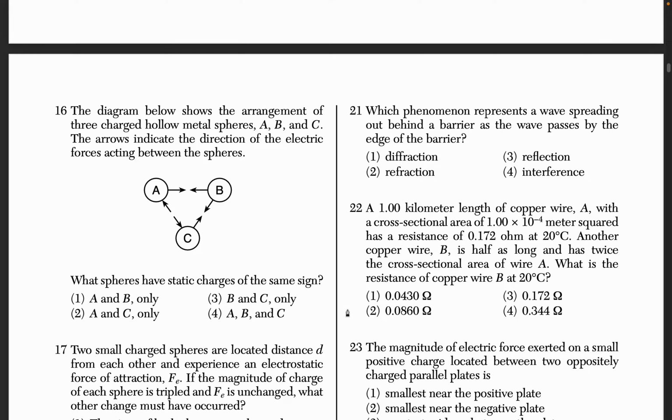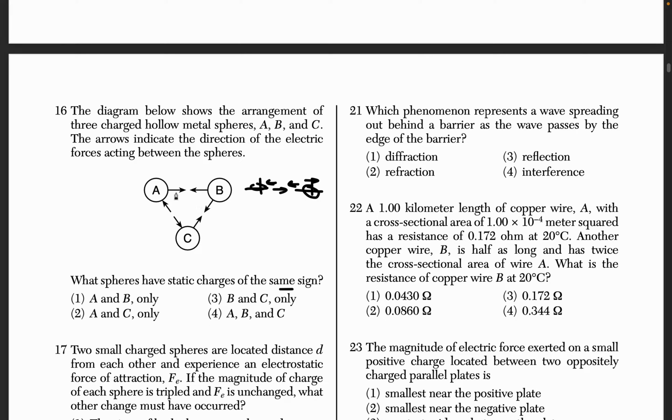The diagram below shows the arrangement of 3 charged hollow metal spheres, A, B, and C. The arrows indicate the direction of the electric forces acting between the spheres. Which spheres have static charges of the same sign? Well, same sign means that they must repel each other, right? So if we have a proton and we have another proton, right? Their forces won't be like this, which means that they're attracting forces. Their forces will be like this, pushing away from each other, right?